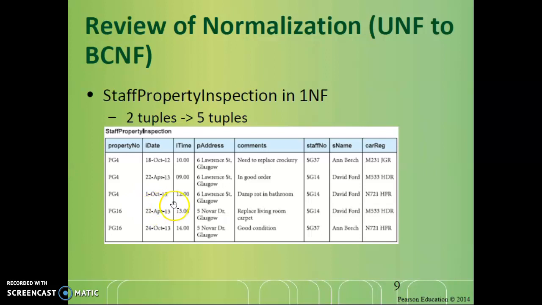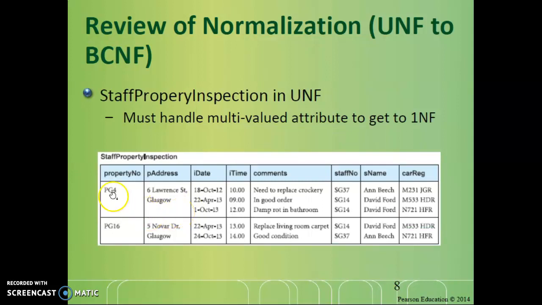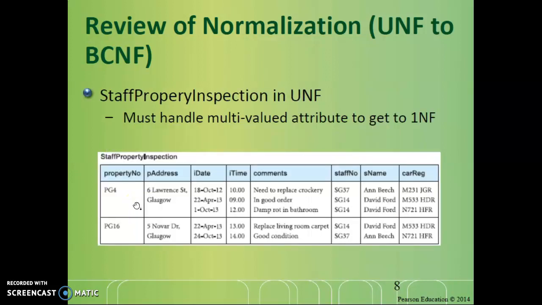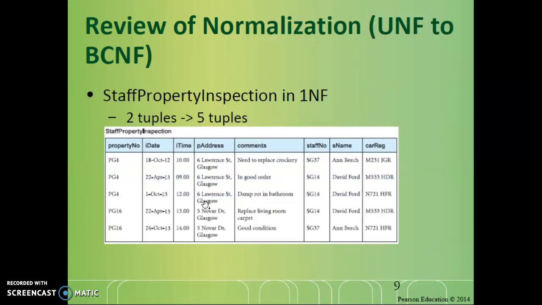So now we get 5 tuples or 5 rows from 2 tuples. Here we only had 2 tuples, 2 rows, that we converted into 5 rows for eliminating repeating groups. PG4 18th October 12, PG4 22nd, PG4. Instead of having these multiple values, we converted it like this.